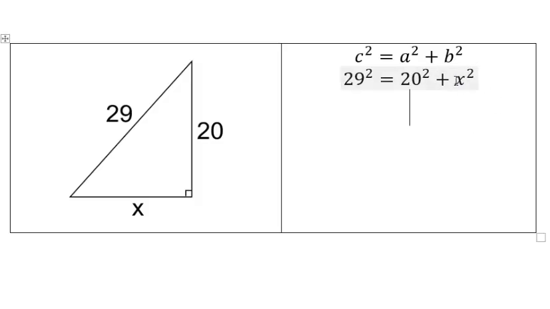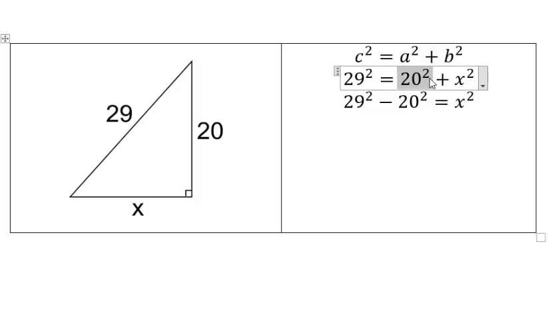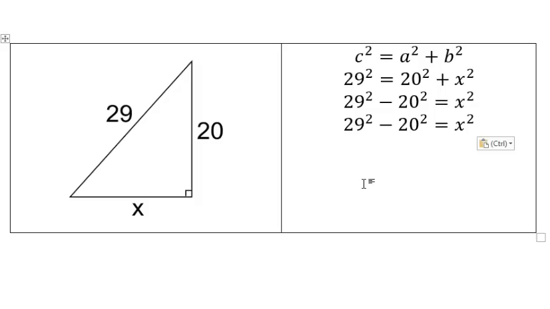Okay, now my goal is to find x. So in order to find x, I need to leave it alone. So this positive 20 squared, I'm going to move it to the other side, and it's going to transform into a negative 20 squared. Okay, so it will be something like this. I move the positive 20 to the other side, to the left side, and from positive it's going to turn into negative. Now I need to do this operation: 29 squared minus 20 squared. 29 squared minus 20 squared gives me 441. Okay, so I will get 441 equals x squared.